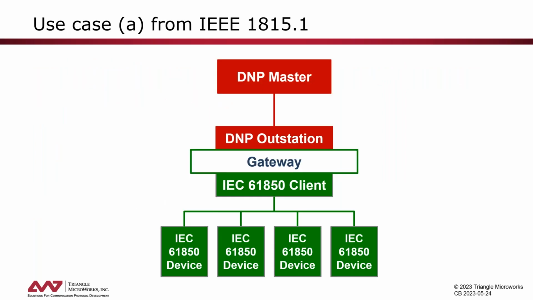So this slide shows the use case again that we are looking at for our example, which is the case A, where we have a local IEC 61850 system and remotely we are talking DNP3. It's a typical use case that we have in many substations today that are using 61850 locally, but still DNP3 is used as communication to the SCADA control center.